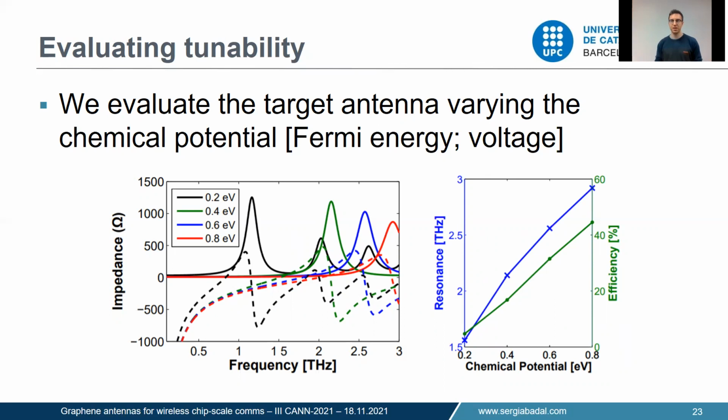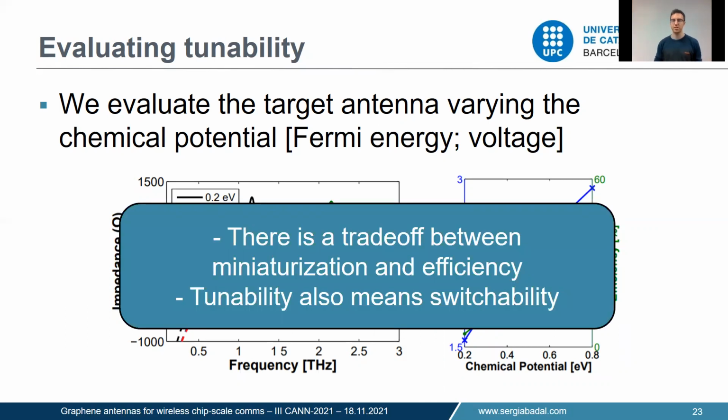So in the end, there's a trade-off. We observe that there's a trade-off between miniaturization and efficiency, because antennas are more efficient when they have a higher Fermi energy, where they are less miniaturized. But that also allowed us to think, right?